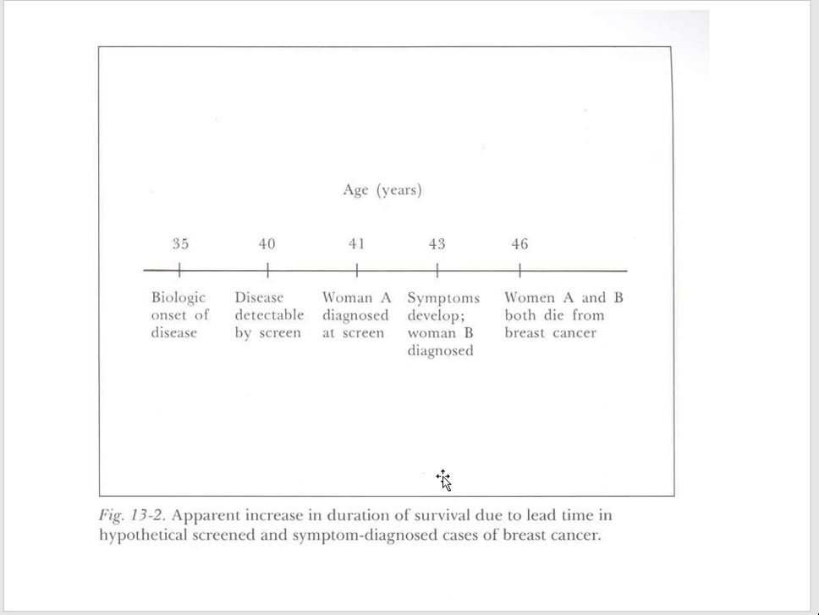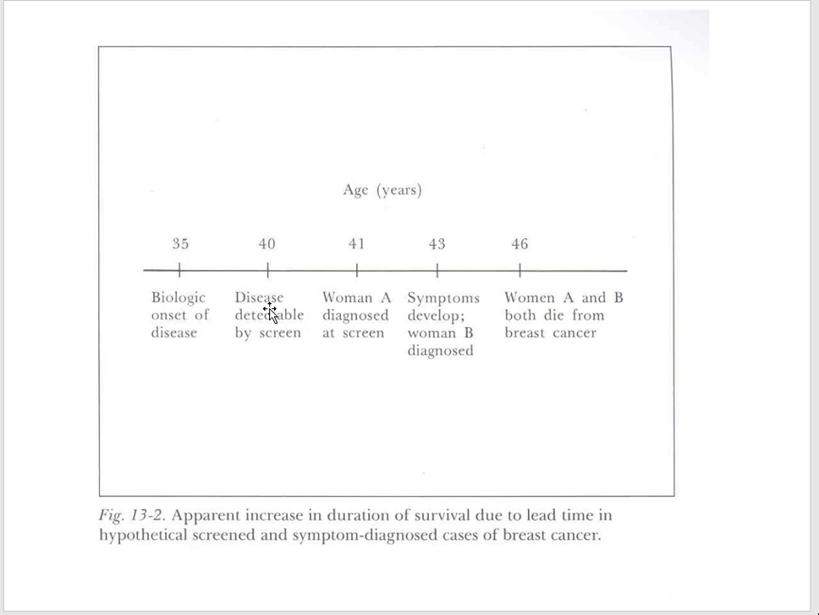Consider we have two women. Both of them were at 35 years of age when the biological onset of the disease started. Okay, so both women had the disease when they were 35 years old. Now when they become 40, the disease became detectable by screening for both. So far they're exactly the same. The disease started at exactly the same time.